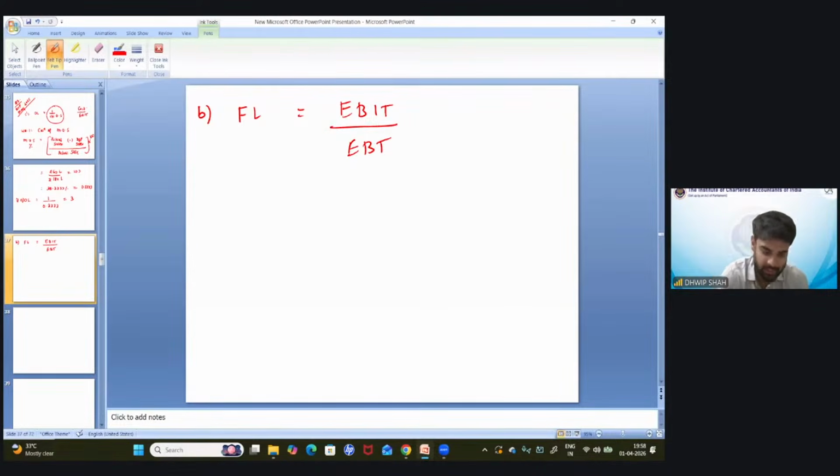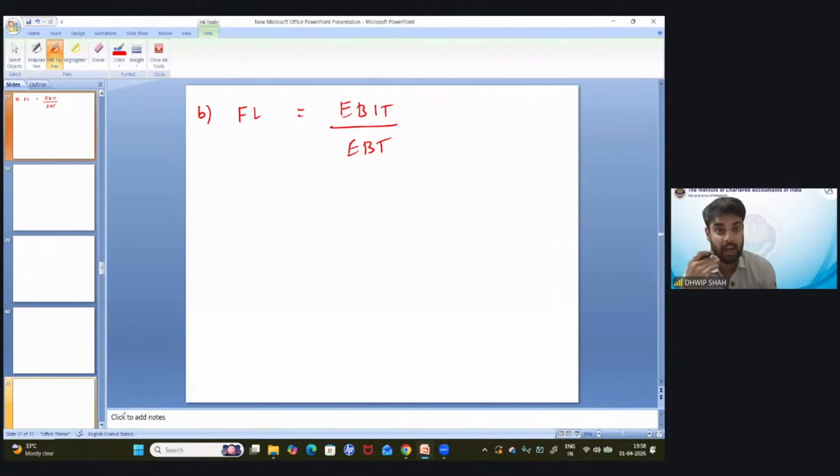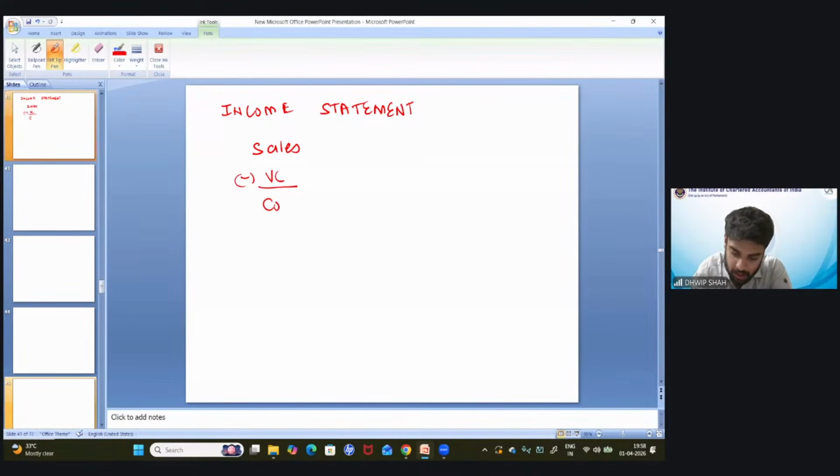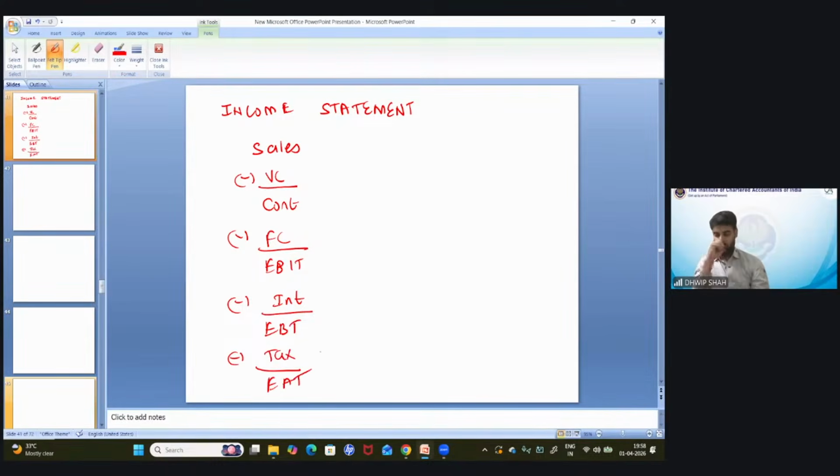For the sake of simplicity, let's just prepare the income statement so that we can calculate all the details and pick up all the variables easily. Deep down over here, I am preparing the income statement so that calculation is easy, because leverages at the end are calculated using the income statement as a source document. So sales less variable cost, contribution less fixed cost, EBIT less interest, EBT less tax, EAT. No preference share capital is mentioned in the question, so our income statement will end at EAT.